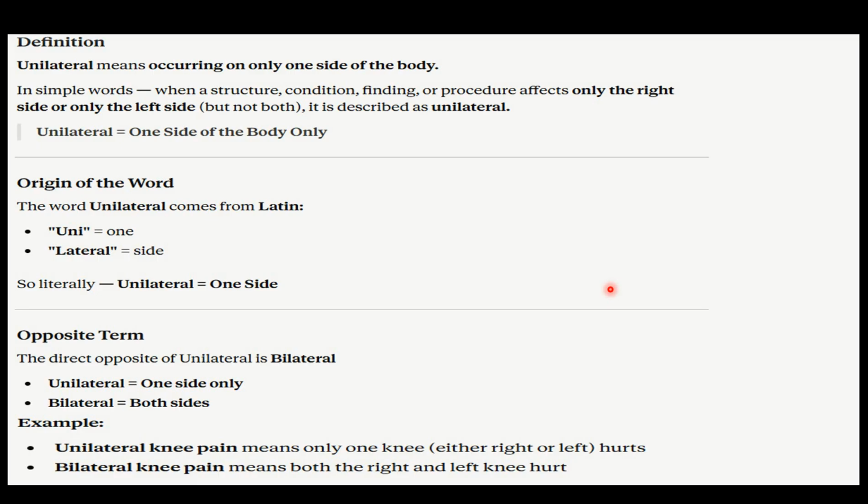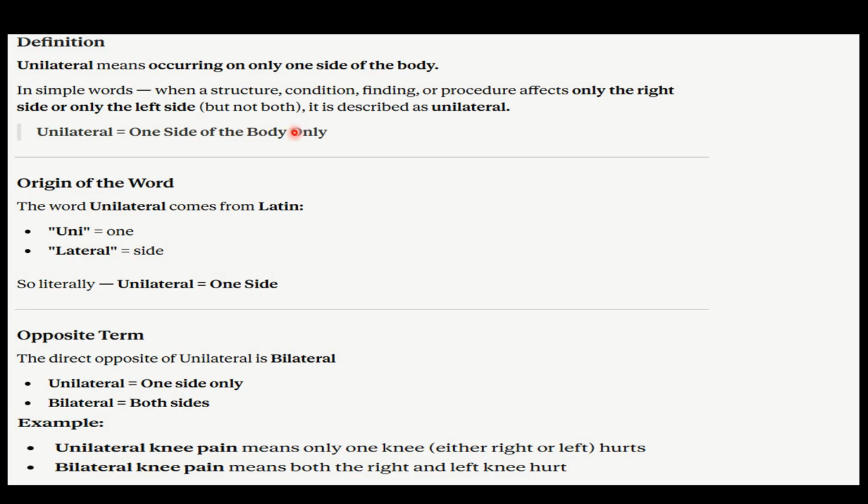So let's get started with the definition itself. Here you can see we have noted down the definition in simple terms. Unilateral means occurring on only one side of the body. In simple words, when a structure, condition, finding, or procedure affects only the right side or maybe the left side but not both, then it is described as unilateral. That means unilateral means only one side, either the left side or the right side.